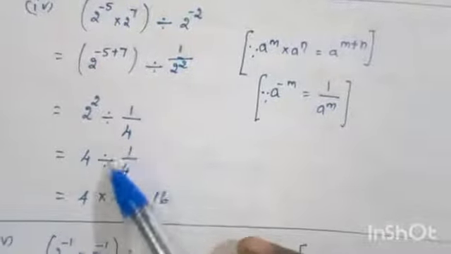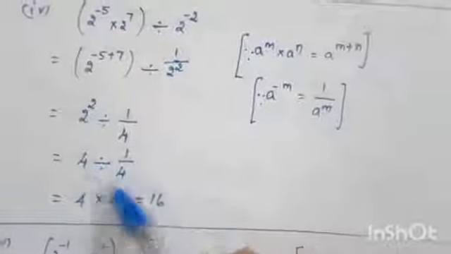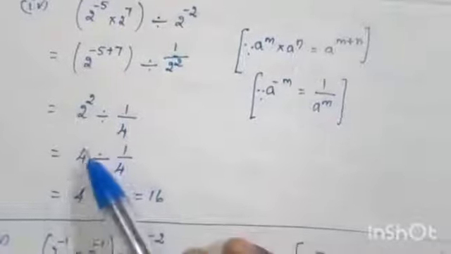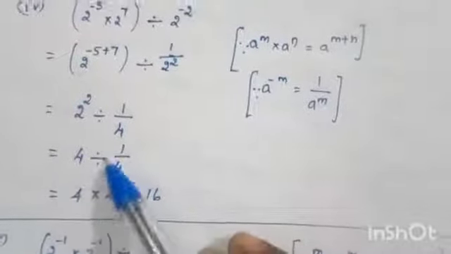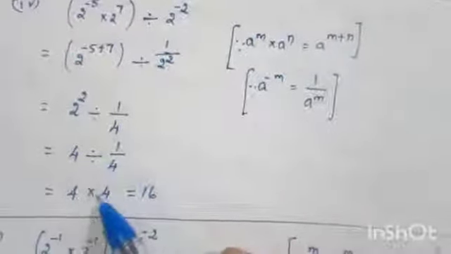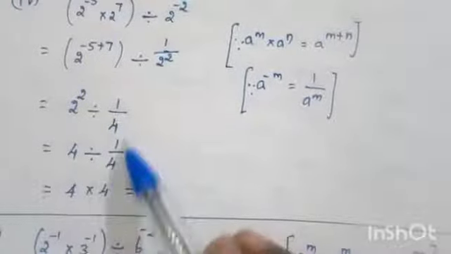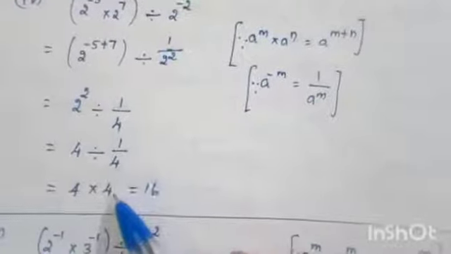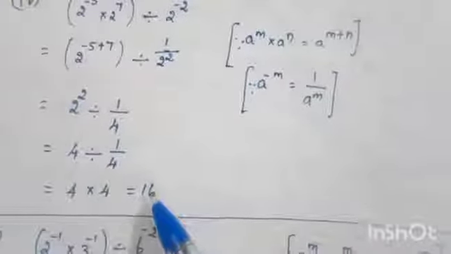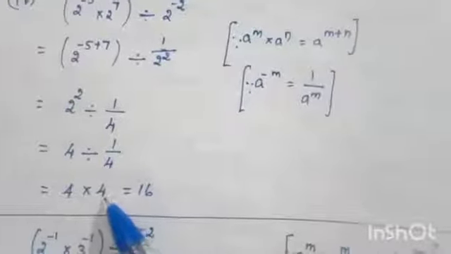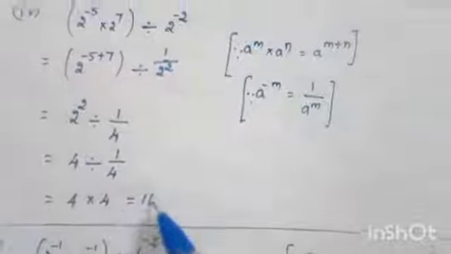In division, for the second number you have to take a reciprocal. The first number stays the same, and division becomes multiplication. Then you take a reciprocal of the second number. It is a division rule. The reciprocal of 1 by 4 is 4. So 4 fours are 16.